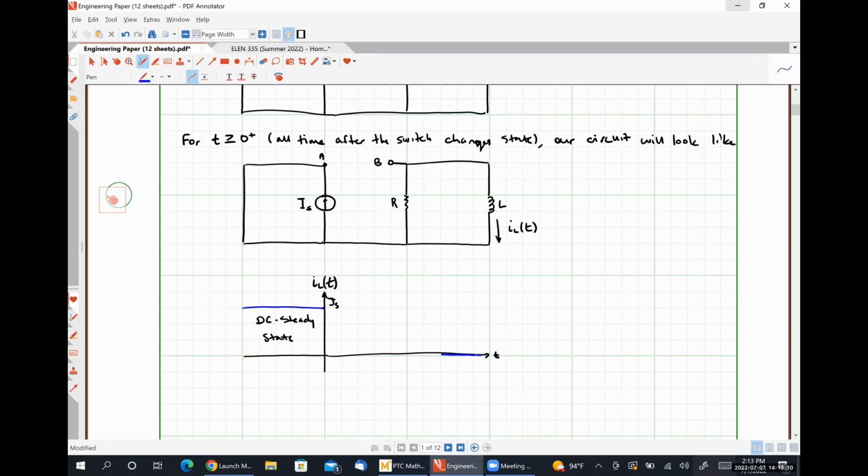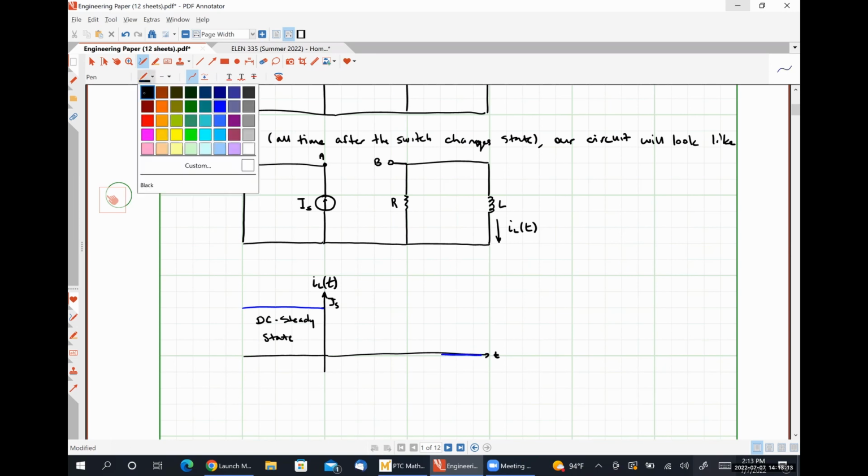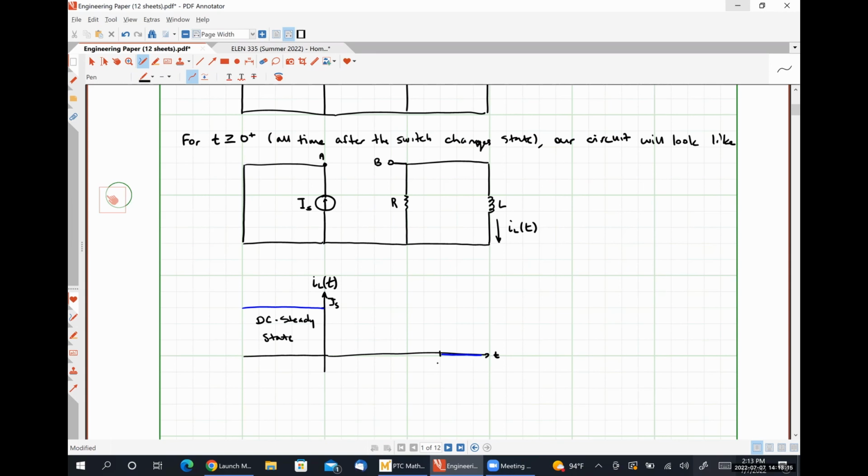So let's call this time right here infinity. What it really means is just a long time after the switch has changed states such that the transient condition has died out. Everything to the right of this point in time is also a DC steady state condition.